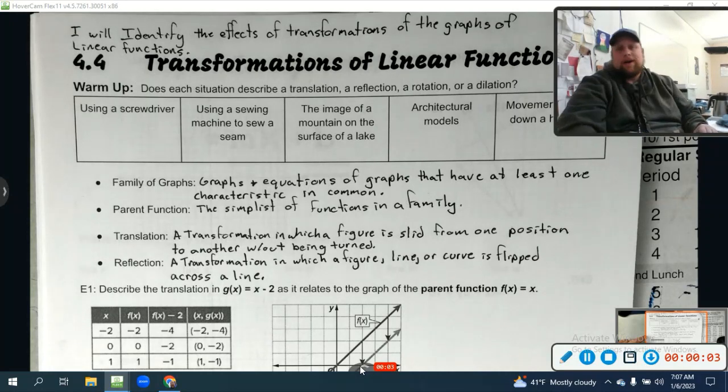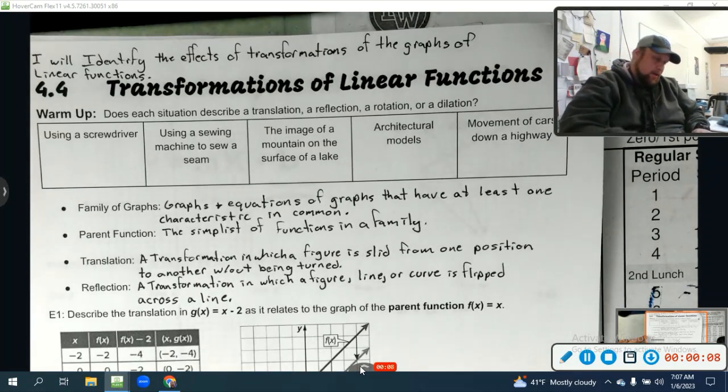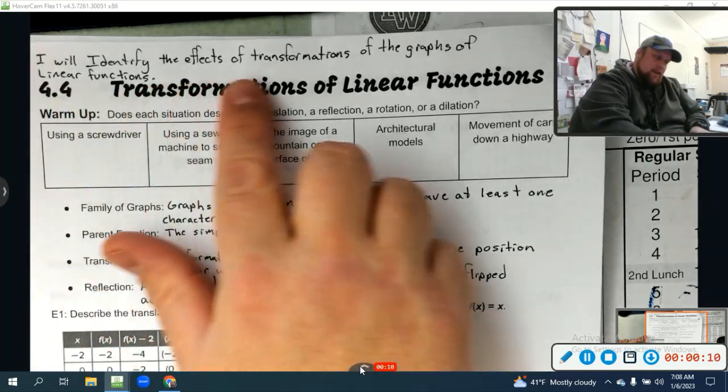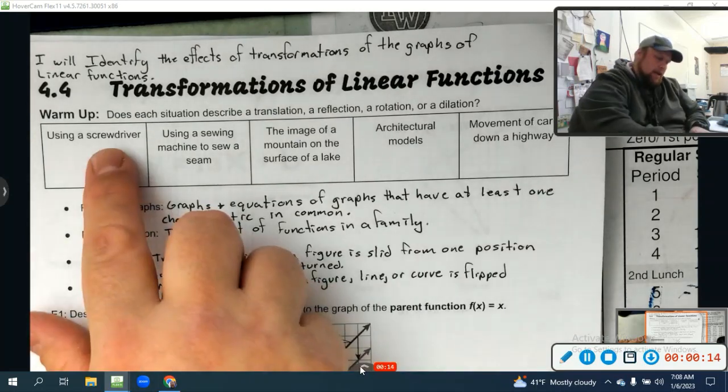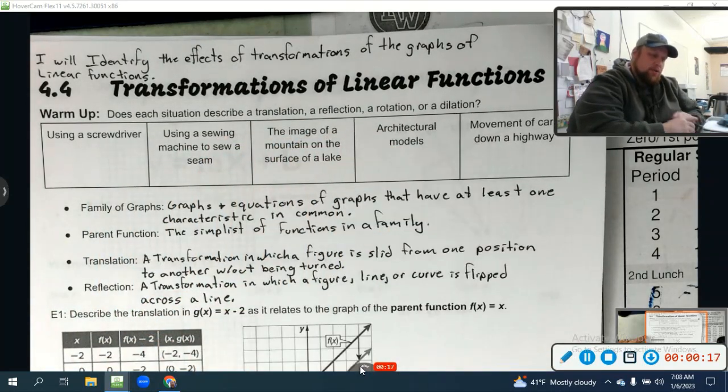Welcome to 4.4 Transformations of Linear Functions. All right, the learning target today is I will identify the effects of transformations of the graphs of linear functions. Take a minute, look at the warm-up. Does each situation describe a translation?